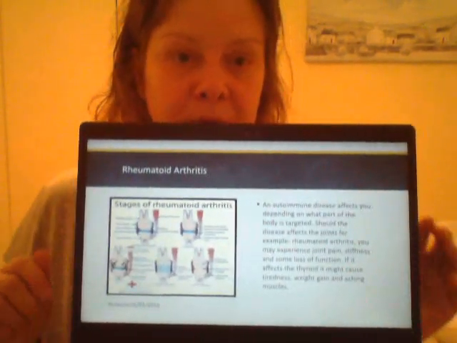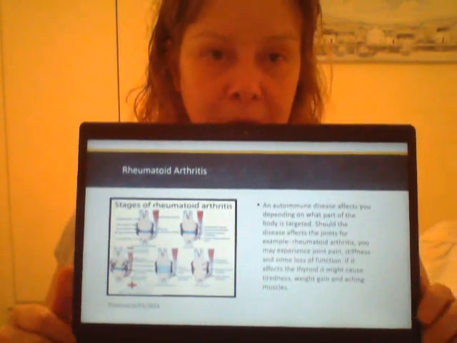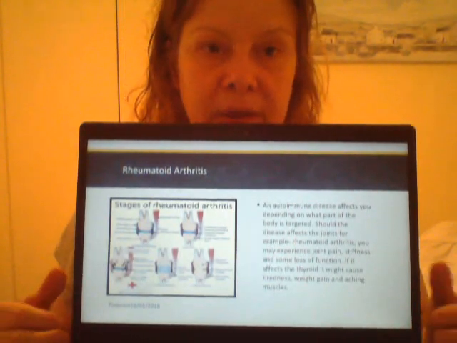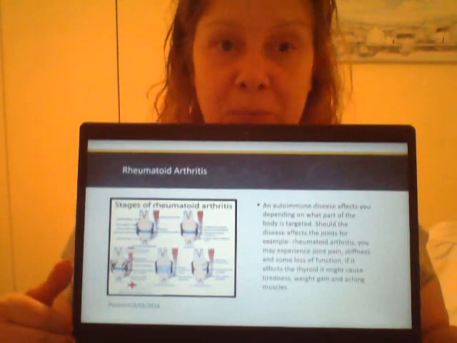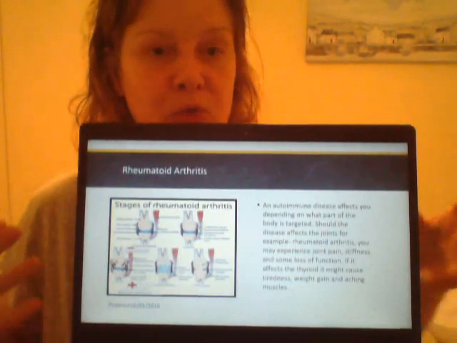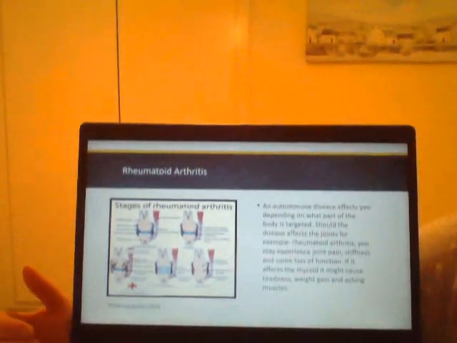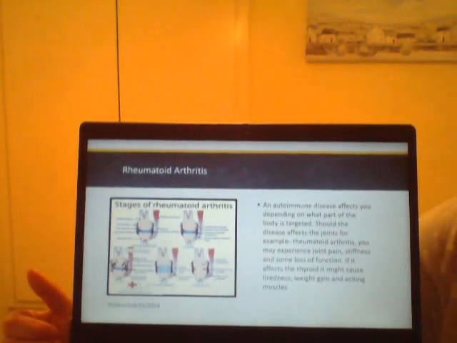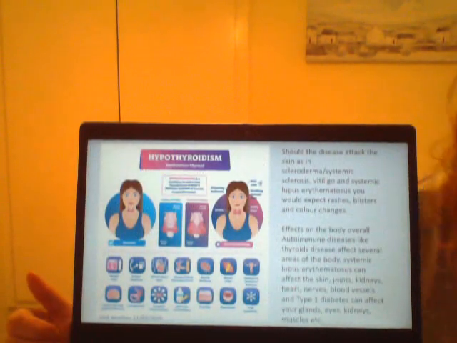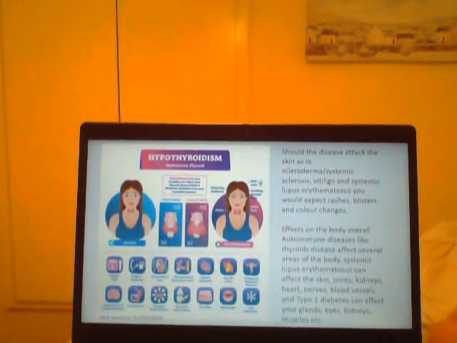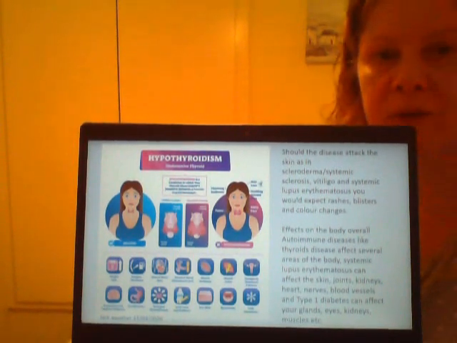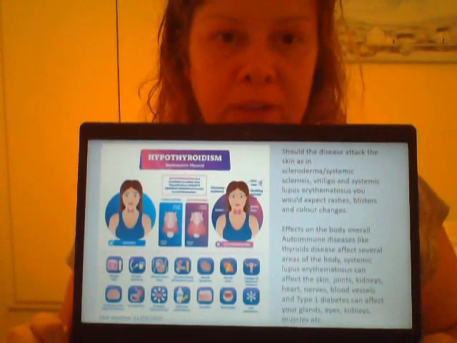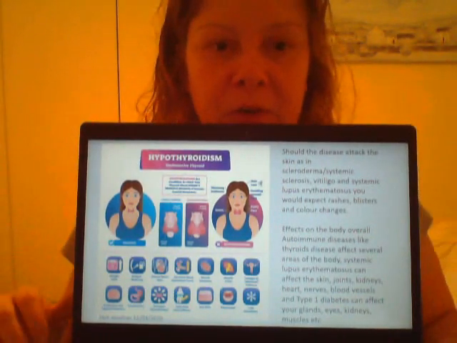Here I've shown an example of rheumatoid arthritis, which is an autoimmune disease which affects joints, which down the road will affect mobility and function. We've got swelling and redness. And we've also got hypothyroidism, an autoimmune disease affecting the thyroid, which produces hormones for several areas of the body, which affects the metabolism, thin hair, foggy brain.